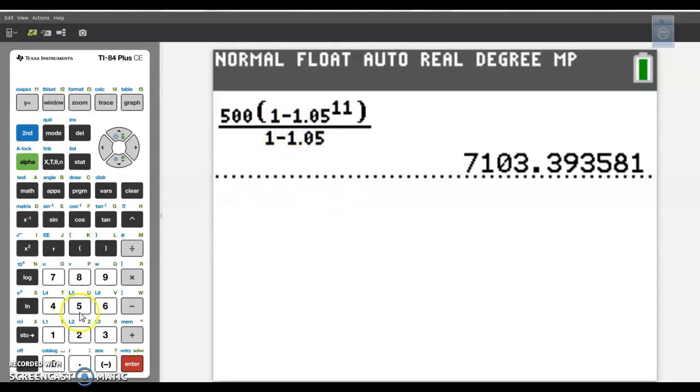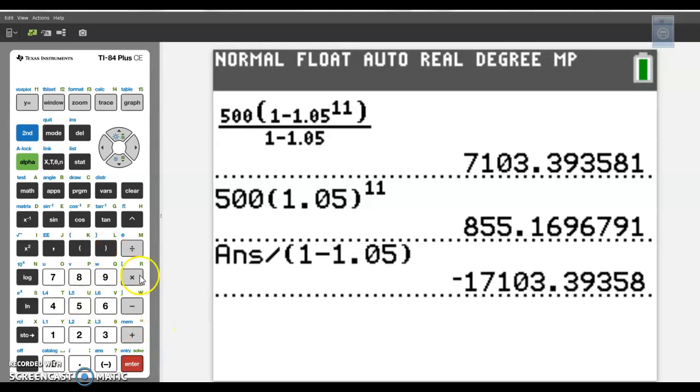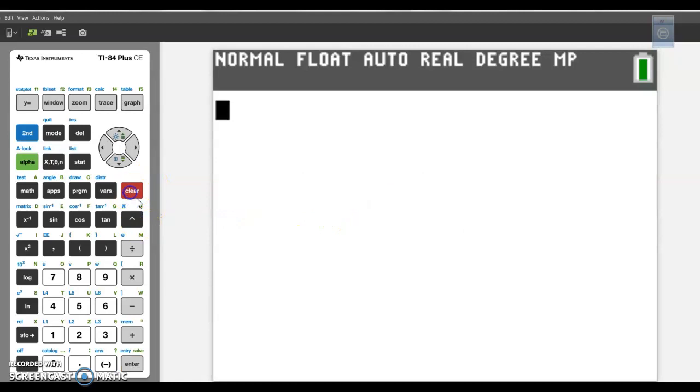Now you can do it without the fraction key. If you do that, I would do the 500 times 1.05 raised to the 11th, enter, and then divided by parenthesis 1 minus 1.05. Whoops, I forgot the 1 minus on the first thing. Okay, let's try that again. 500 times 1 minus 1.05 raised to the 11th.